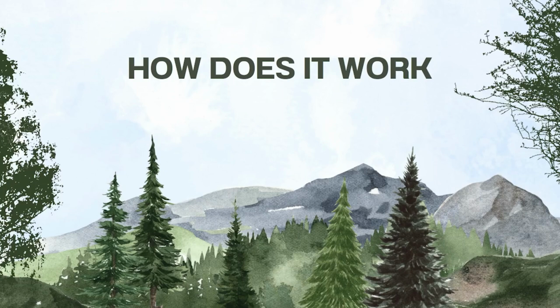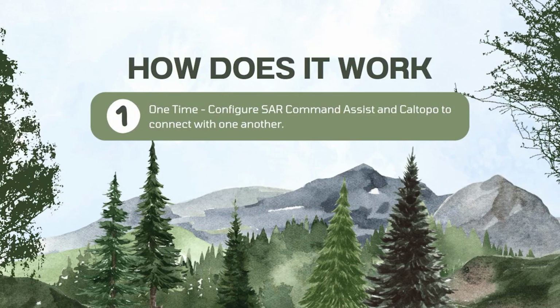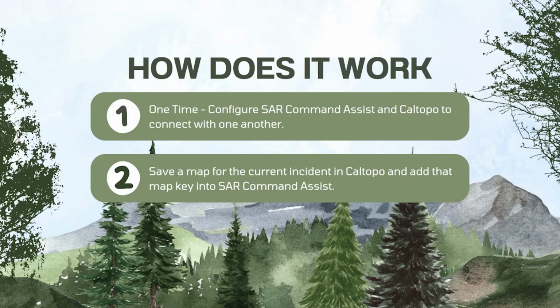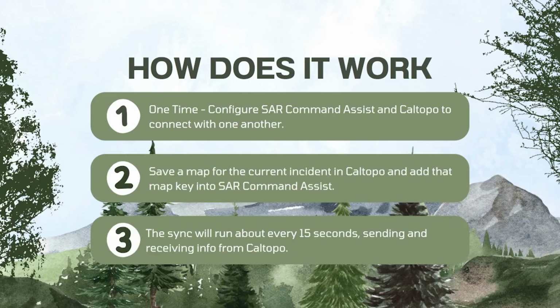So how does it work? There is a one-time setup you need to do in Caltopo to generate a key that will let them connect together. And then you add that key into SAR Command Assist. Once you've done that, that's a one and done kind of thing. At that point, SAR Command Assist is ready to go for your first incident. When an incident does occur, you would go into Caltopo, make your map, save it in Caltopo, and then you can use the map ID in the URL, and we'll show you that in a minute. Use that map ID to connect the two together. At which point, SAR Command Assist every 15 seconds or so will exchange data back and forth with Caltopo.